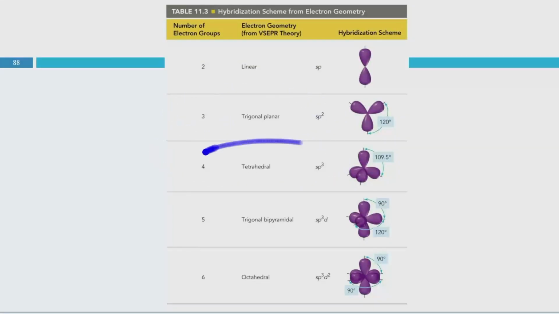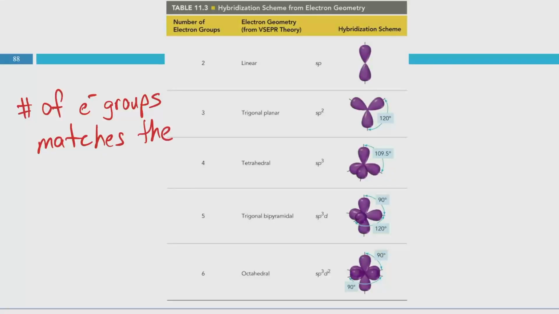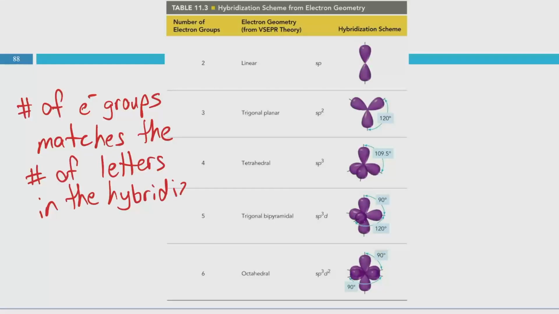And the same pattern repeats. For the rest of them, I think I've pointed out what these are mostly like as we've been going through them. Number of electron groups matches the number of letters in the hybridization.